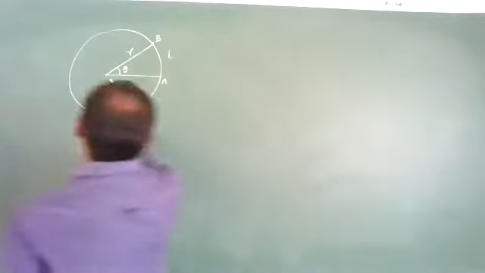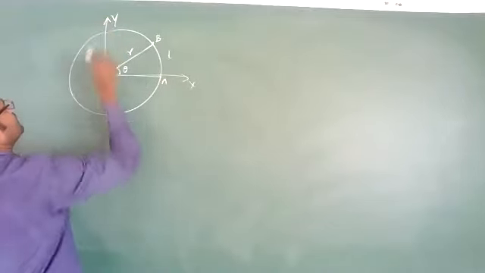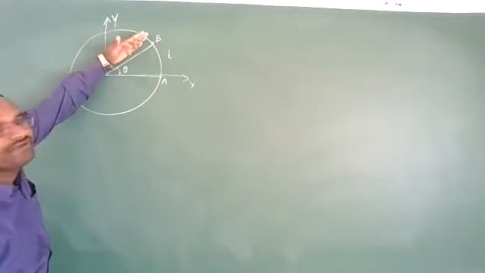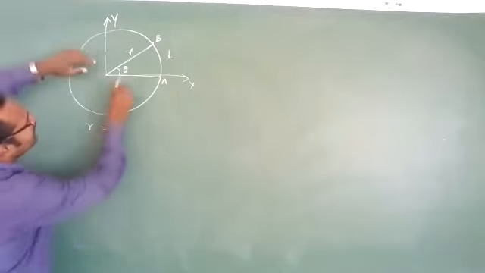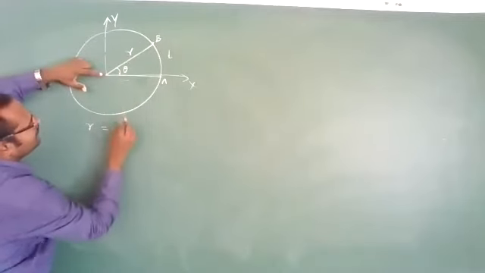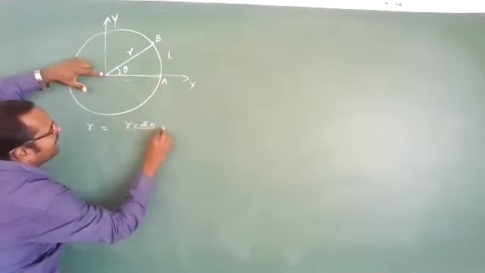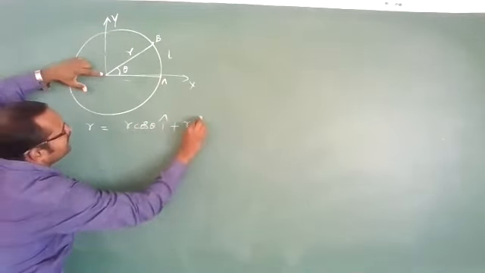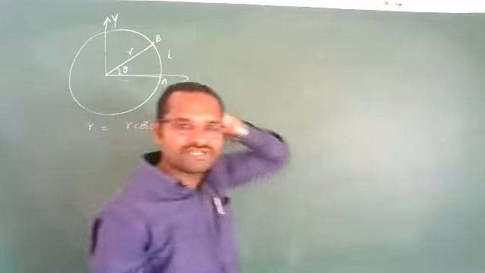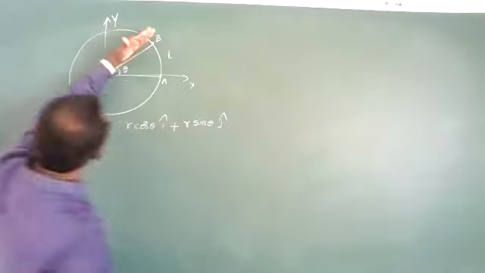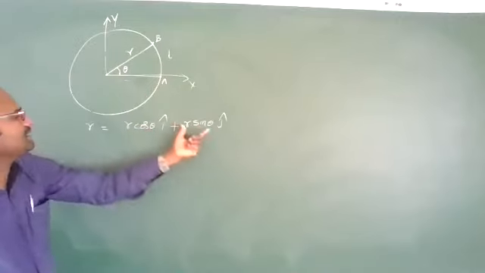Now this is along the x-axis, this is along the y-axis. Now this radius vector r we can resolve into x and y components. How can we resolve that? We can write r is equal to r cos theta i cap plus r sin theta j cap. Along the x-axis r cos theta, along the y-axis r sin theta.